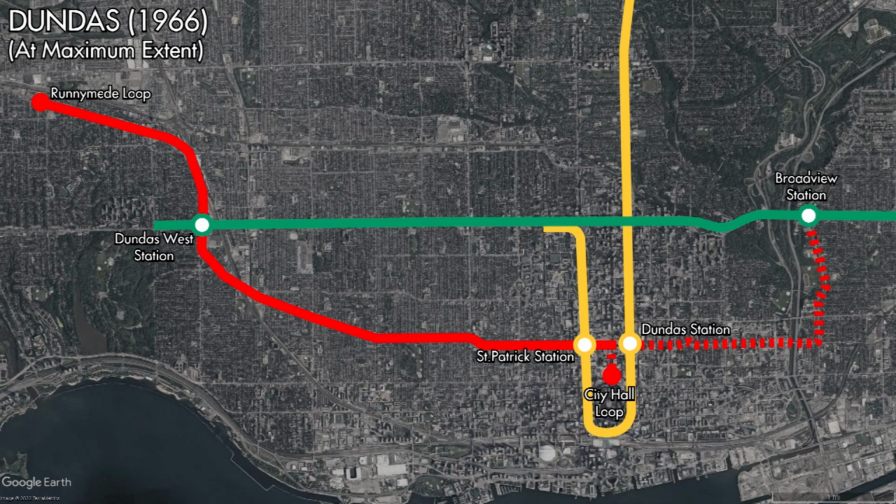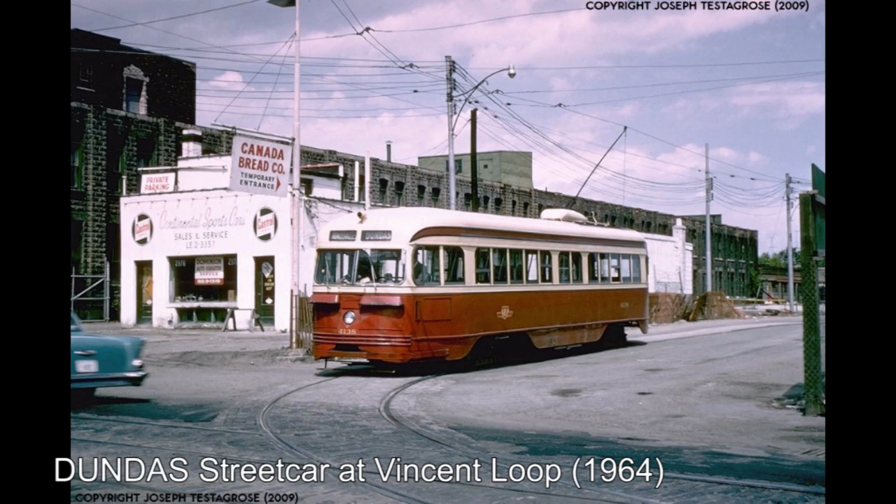As well, even with the opening of the Bloor-Danforth line and Dundas West Station, Dundas streetcars would continue to operate beyond to Runnymede Loop and would do so until May 10, 1968, when it was replaced by the 40 Junction bus.